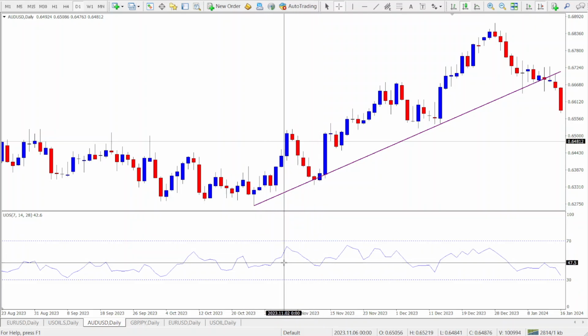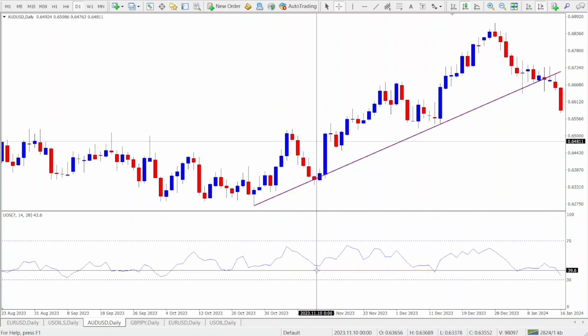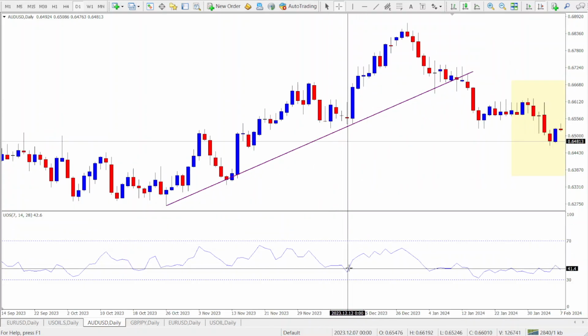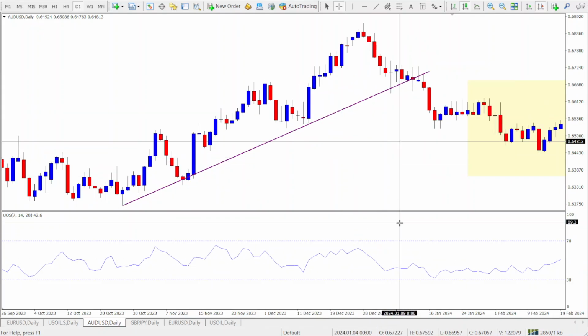Whenever the ultimate oscillator indicator is around the midpoint and pointing upwards, it's a time to enter a buy. We can see that happened here again, around the midpoint and pointing upwards, it's a time to enter a buy.